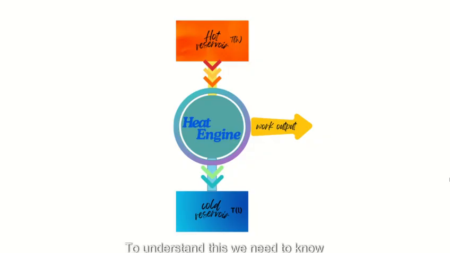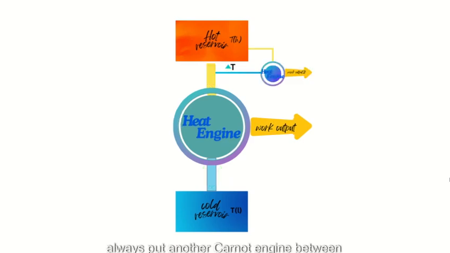To understand this, we need to know from the given schematic of the Carnot engine that, in order to achieve the maximum efficiency, the reservoir's temperature should be equal to the temperature of the working fluid in the engine. Because if that's not the case, we could always put another Carnot engine between the reservoir and the working fluid shown, drawing more work, which defeats our purpose for the maximum efficiency achieved.